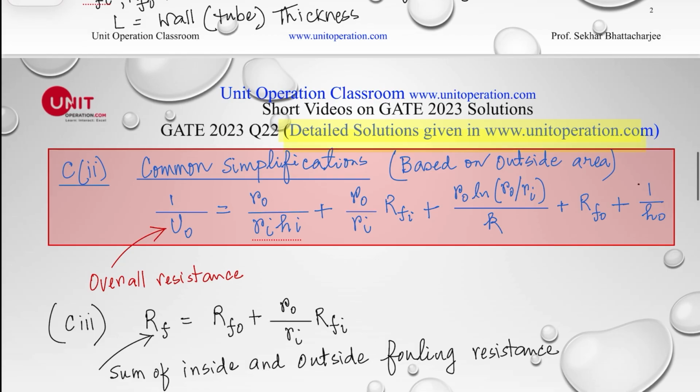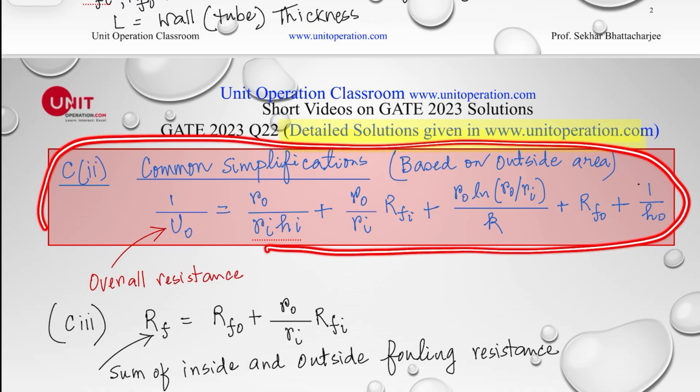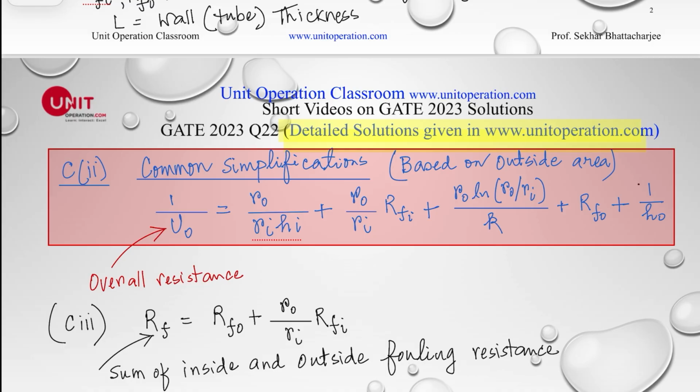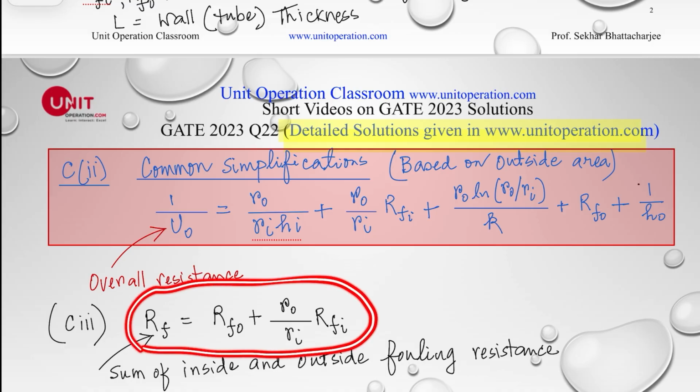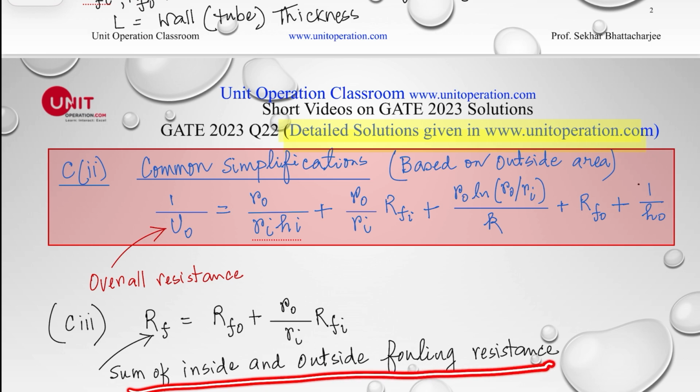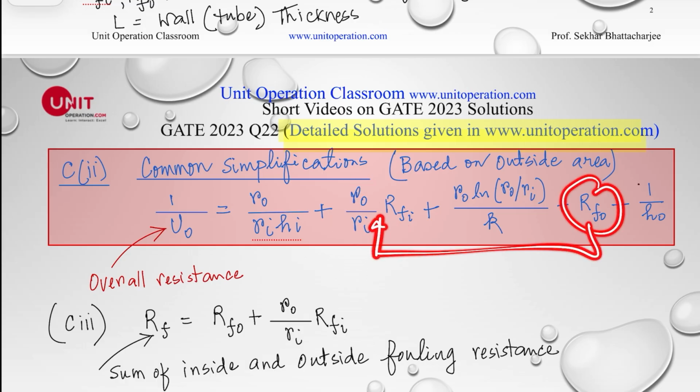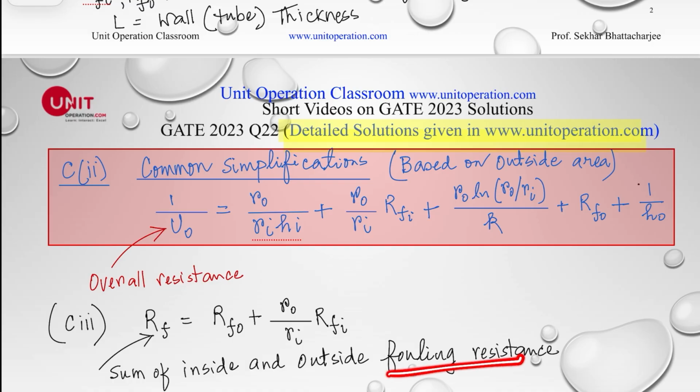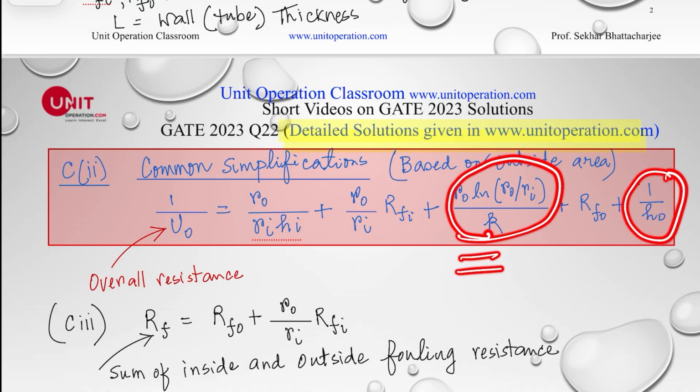There's a common simplification. We do the resistance based on the outside area. So this overall resistance would be equal to, and this is the equation again, which is given in a standard textbook. Also, we see that RF, which is the sum of the inside and outside fouling resistances, is given as RFO plus RO over RI. This is called the sum of the inside and outside fouling resistances. Okay, and this is for the inside liquid, and this is for the outside air, and this is the resistance due to the tube, which is normally very, very small because K, the thermal conductivity, is very high.